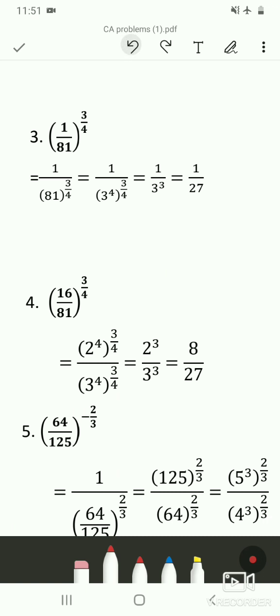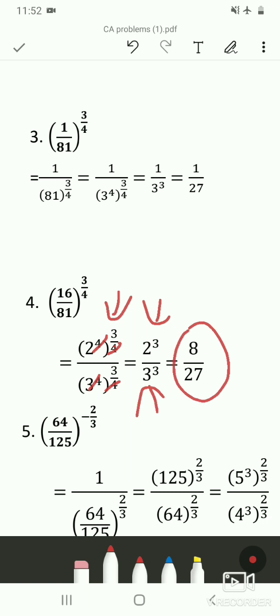So then again we have used the third law, that is a raised to m into whole raised to n can be written as a raised to m into n. So this 4 and this 4 gets cancelled, so you are left with 2 cube. In the denominator again we are doing the same thing. So this 4 and this 4 gets cancelled, we are left with 3 cube. So the final answer is 8 upon 27.